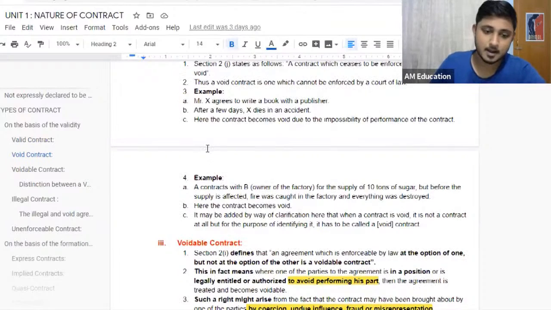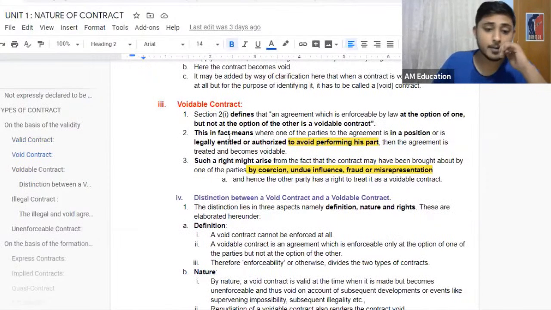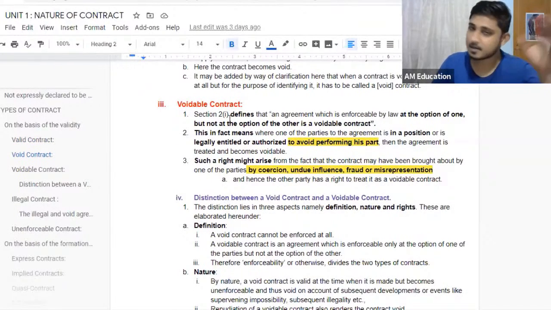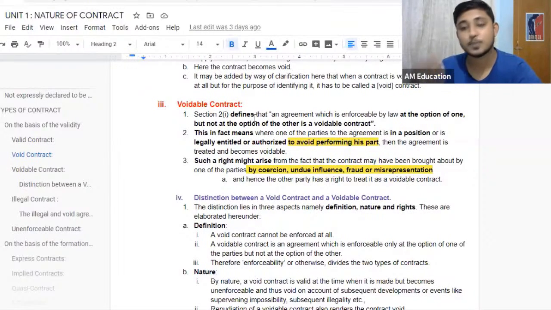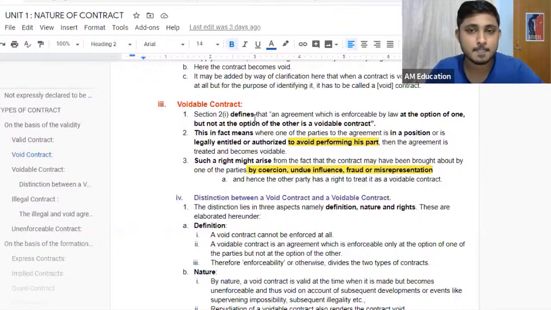Yeah. You see the next example. Then there is something called a voidable contract. In voidable contracts, Section 2, subsection I defines that an agreement which is enforceable by law at the option of one, but not at the option of the other. An agreement that is enforceable by law at the option of one party, but not at the option of the other. What is this thing, man? An agreement that is enforceable by law. What is an agreement enforceable by law? What do you call it? Contract, sir.